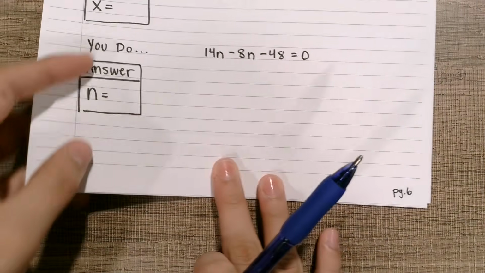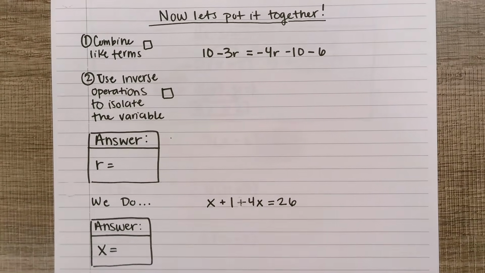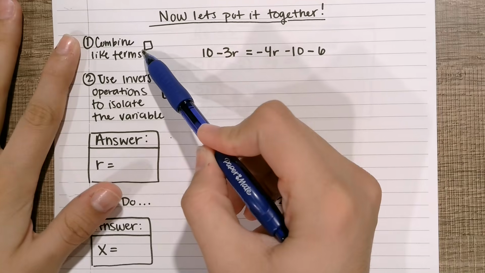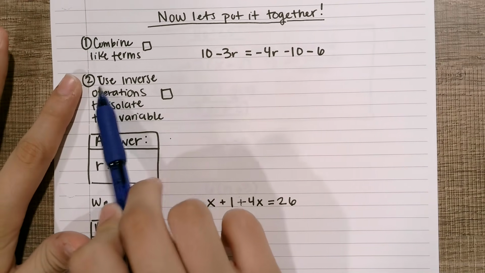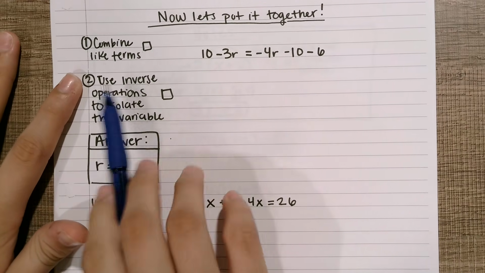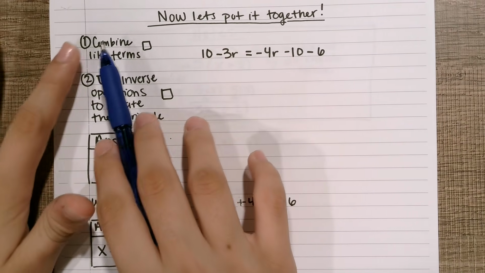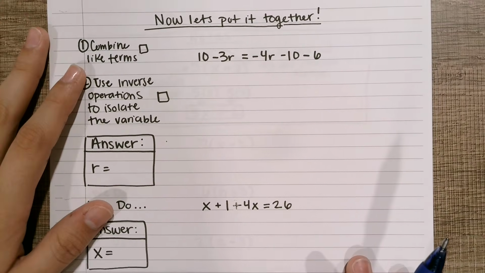Okay, so you should have turned your page. We're on page 6 now. And now we're going to put it together. So I made some steps for us to look at. At the beginning, when we had 1 and 2 step equations, our only step was use inverse operations to isolate the variable. Now we're putting a new step before that: combine like terms. So the first thing we're going to do is combine like terms.